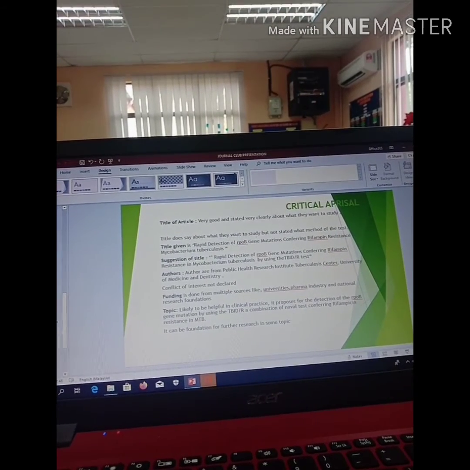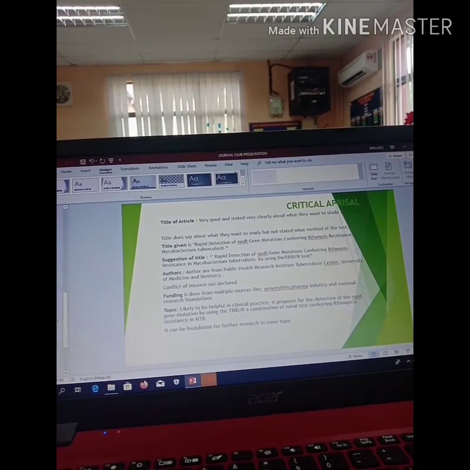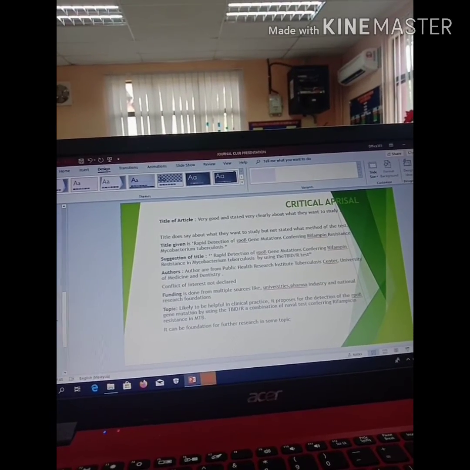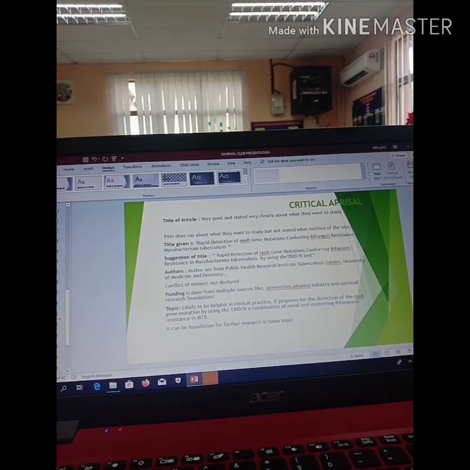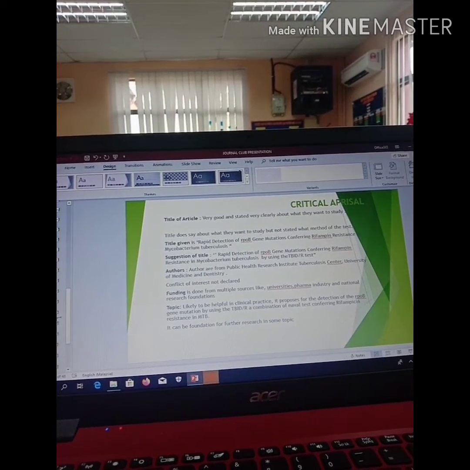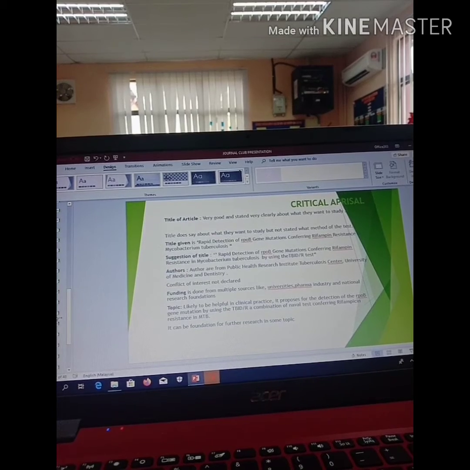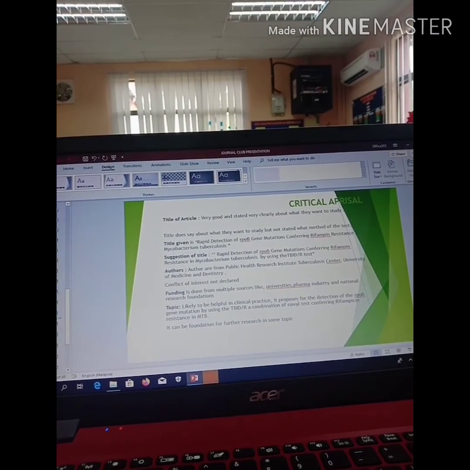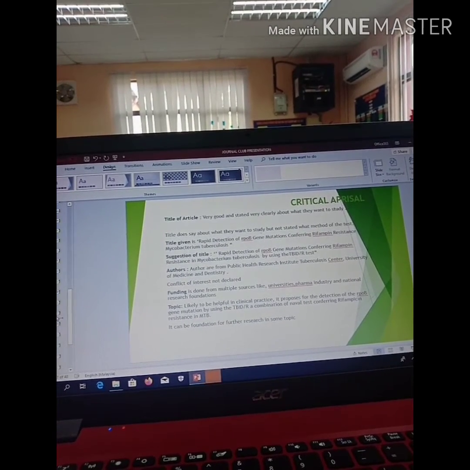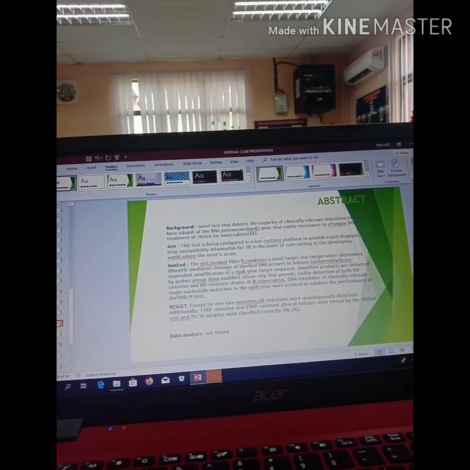Conflict of interest is not declared, and funding is from multiple sources. Topic likely to be helpful in clinical practice. It proposed detection of the rpoB gene mutation by using the TBDx/R combination of novel tests conferring rifampicin resistance in MTB. It can be a foundation for further research in the future.